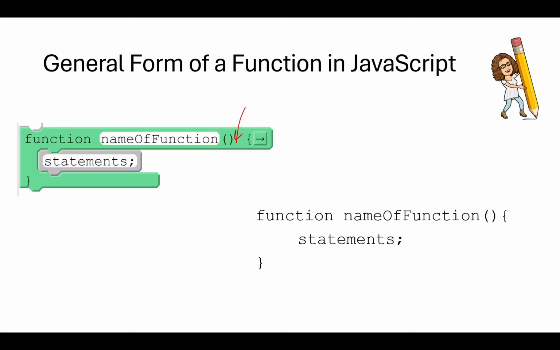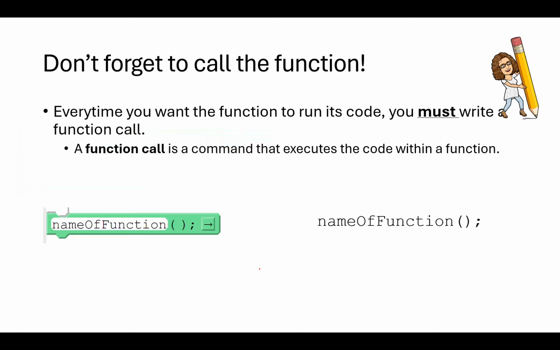And then we have some statements, as many statements as we need. Over here, I have the typing out version. I do want to point out we have a curly brace right here and a curly brace right there. Everything that's inside the function has to be between those two curly braces. And then when you make the function, you also need to call the function. Every time you want this function to run its code, you have to write a function call. Otherwise, the function doesn't know that you wanted it to happen.